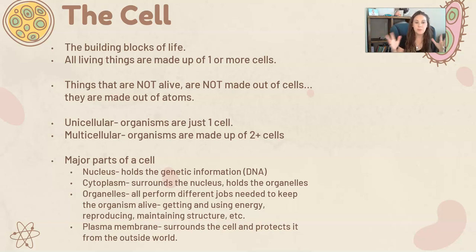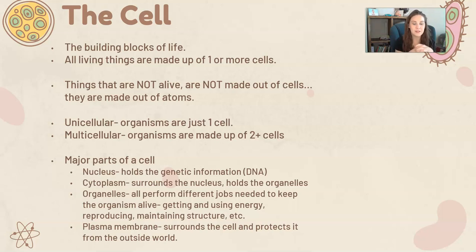So the major parts of a cell are going to be its nucleus, which is where it holds genetic information. We'll talk about this in a minute, but only eukaryotic cells have this nucleus. Then we've got the cytoplasm, which surrounds the nucleus and holds all the organelles in place. Organelles are tiny little things that live within the cell that help the cell survive. They all perform a different job needed to help keep the organism alive, like getting and using energy, reproducing, maintaining its structure, things like this. We'll talk more about that in another lesson.